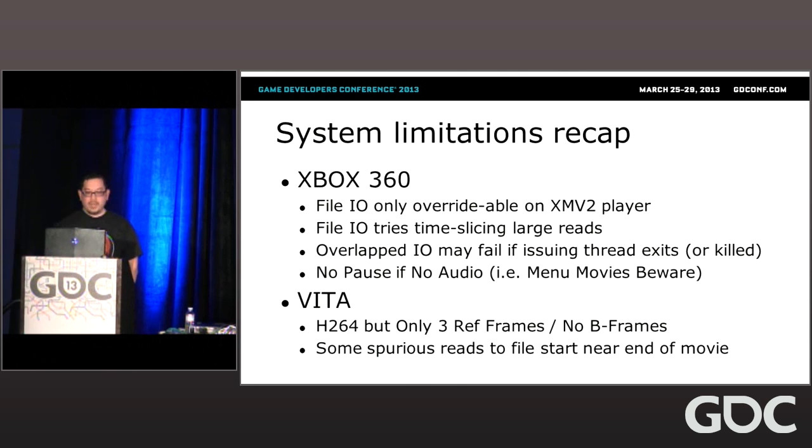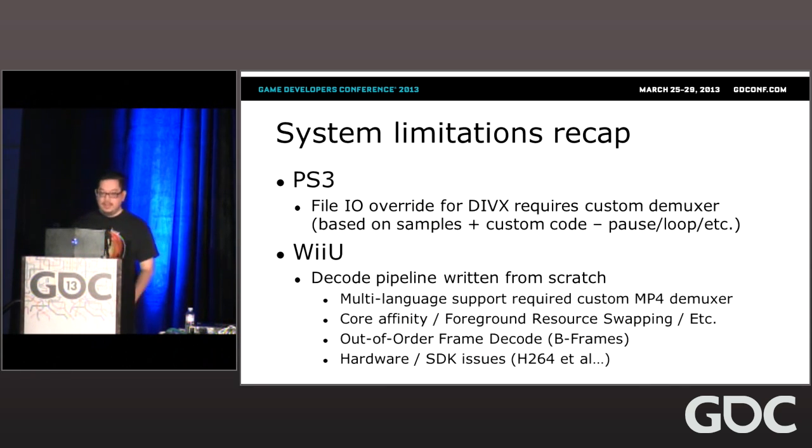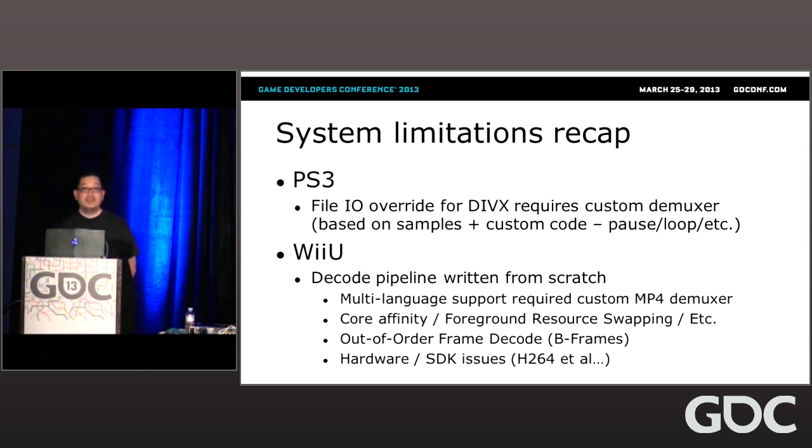On the Vita, we just used standard H.264, but we could only use 3 reference frames and no B frames. There were some spurious file reads, but we just cached the very beginning of the movie and always left it cached, and that got rid of that. On the PS3, we had to do a custom demuxer based on their sample code. Sample code is very rarely production ready, so we had to do a lot of massaging of that code. And on the Wii U, we had to write the decoding pipeline from scratch.